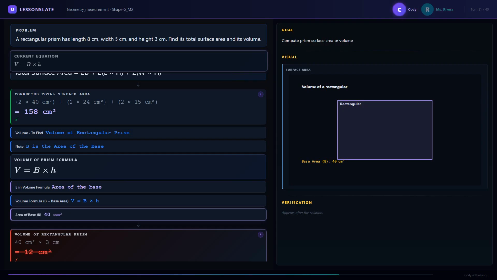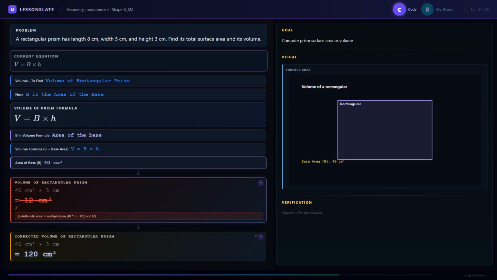Oh my goodness, I did it again with the multiplication. 40 times 3 is 120, so the volume should be 120 centimeters cubed. I keep making those simple math mistakes. Is that the correct volume then?